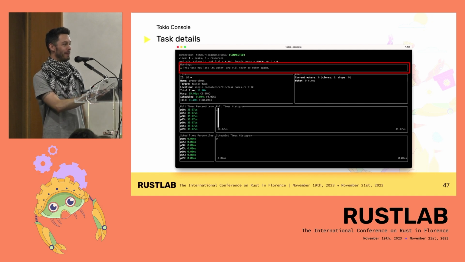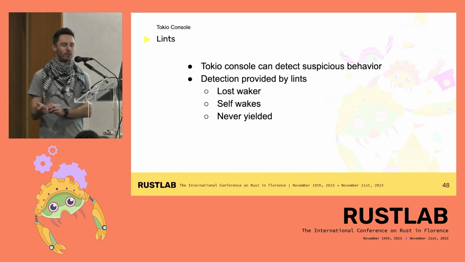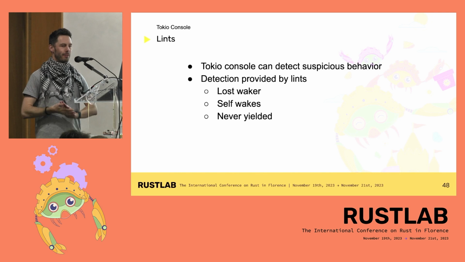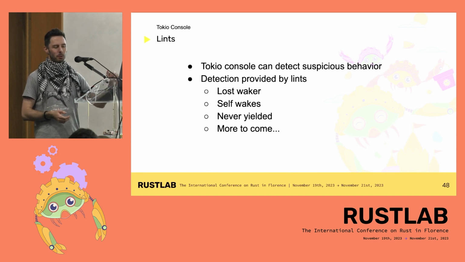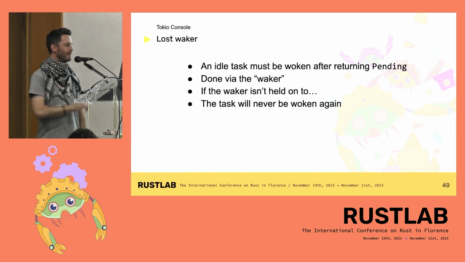Oh no, I did write a red box. Look at that. So, Tokio Console, and this is in the console itself, has lints. It can detect suspicious behavior, and the detection is powered by lints. Currently, the lints that are available are the lost waker lint, the self-wakes lint, and the never yielded lint. There will be more to come. Writing a new lint is actually a really great beginner task as well, just saying.